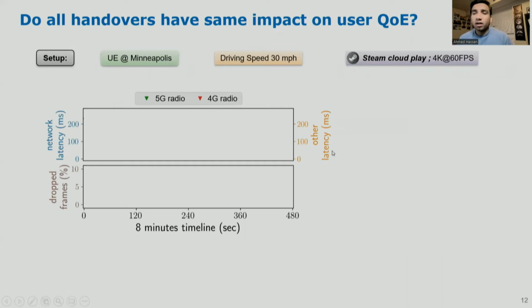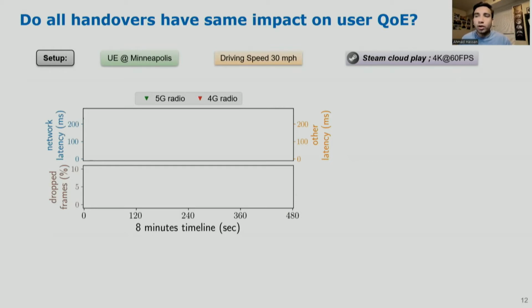So as an example, we ask the question: do all handover types have similar impact on application performance? And the answer is no. To explain this, we use a trace from cloud gaming experiments and differentiate handovers based on radio type. We have two subplots here.